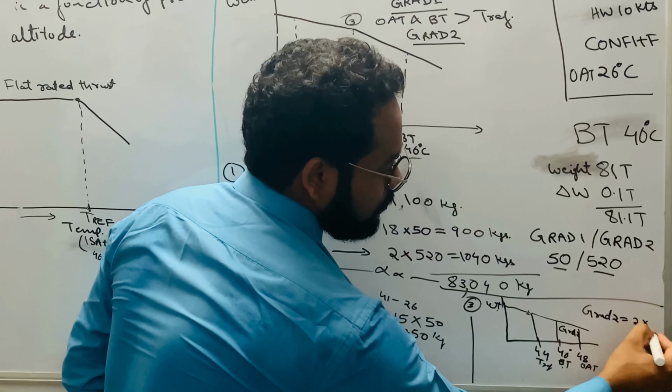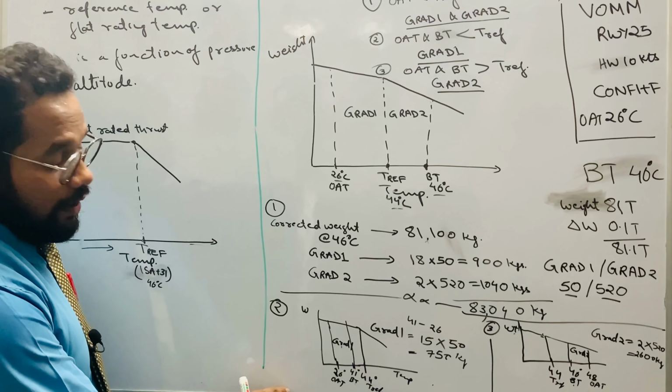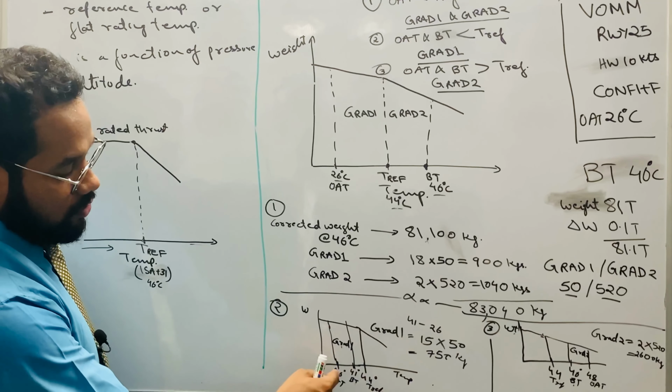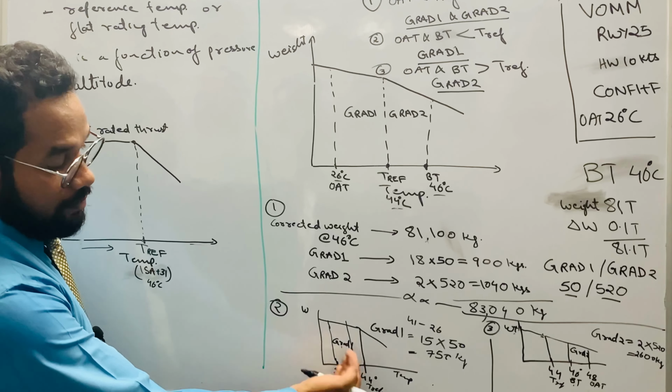So in this case, grad 1 correction was not applicable. Why? Because the OAT and box temperature are greater than TREF. And in this case only grad 1 correction was applicable. Why? And grad 2 was not applicable. Why? Because OAT and box temperature were below TREF, and in this case both the corrections are applicable. Okay, so this is how you apply the grad correction.